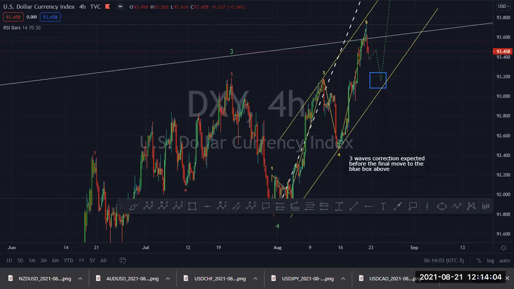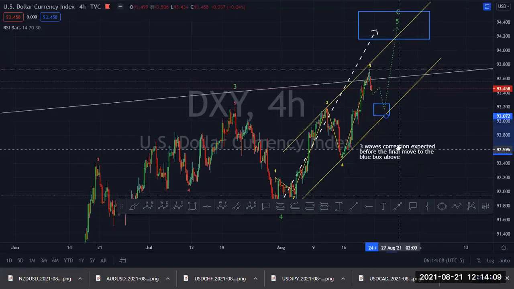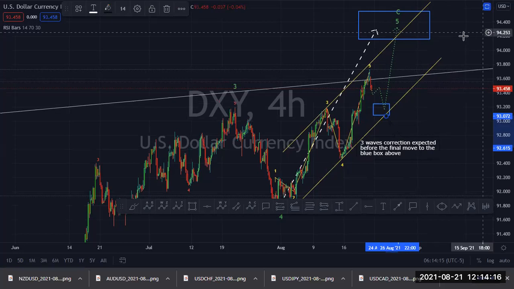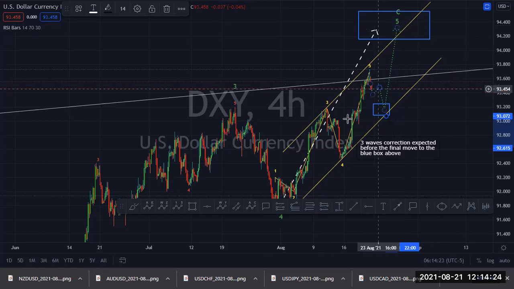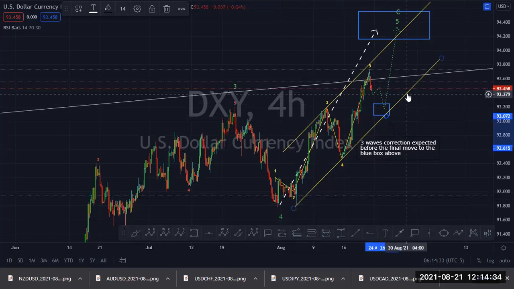DXY, we are expecting a 3 waves pullback, and after that, the final push to end wave 5 will happen. Then the selling will continue. You know, on DXY our target is at 8 USD, but it's not correcting. We expect the 3 waves pullback to end at this lower trend line, or it may be short, but once it enters the blue box, we are good to go.